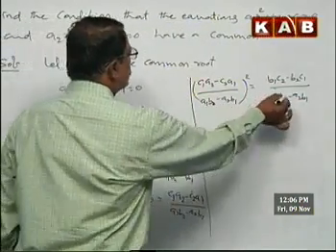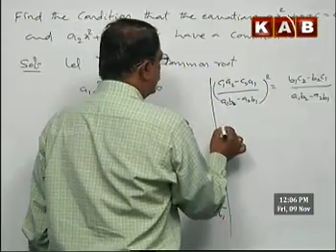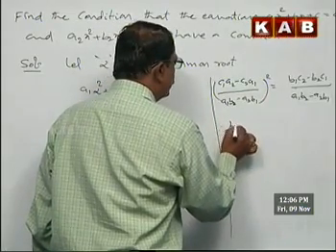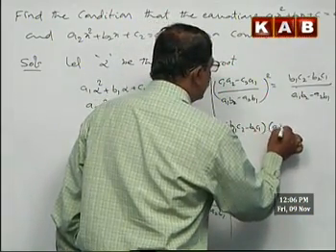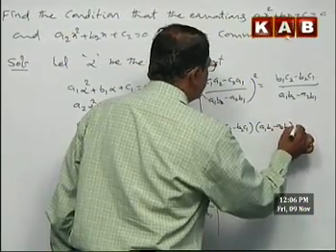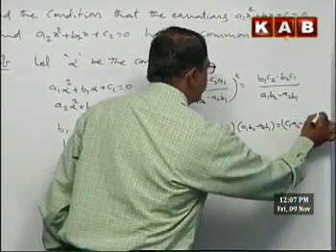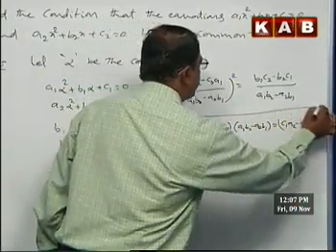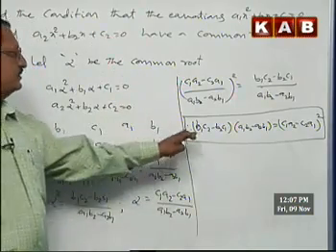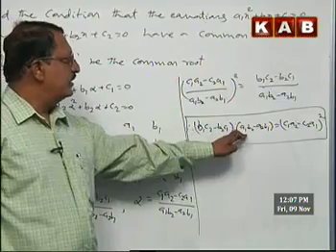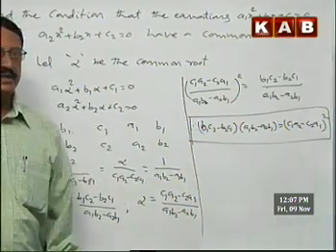Now, in the denominators, a1 b2 minus a2 b1 cancels. After that, cross multiplying, we get b1 c2 minus b2 c1 into a1 b2 minus a2 b1 equals to c1 a2 minus c2 a1 whole square. Now, it is the required condition. If the given quadratic equations have a common root, then the required condition is b1 c2 minus b2 c1 into a1 b2 minus a2 b1 equals to c1 a2 minus c2 a1 whole square.